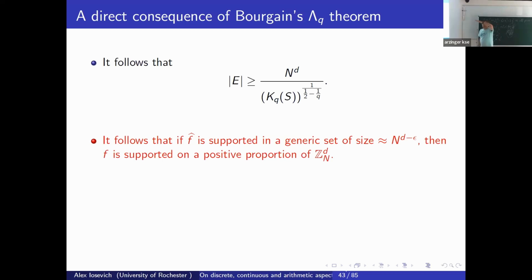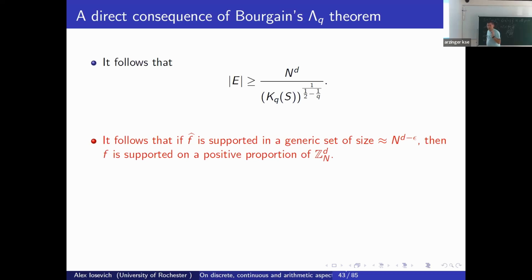Remember I gave you an example. Even in Z_N, suppose that you take the indicator function of a subgroup. Then the Fourier transform is supported on the annihilator subgroup. So it's perfectly possible for a function to be supported in a small set and its Fourier transform to be supported in a small set. But what we are saying here is that subgroups are very special. If the Fourier transform is supported on a generic set, then the support of f is a positive proportion of the whole space.